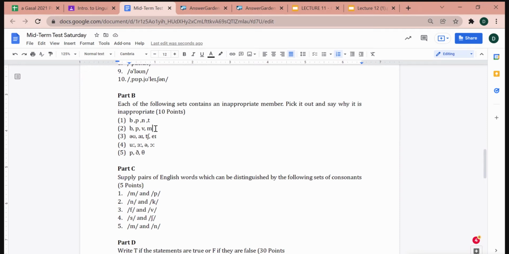Number 2. Bilabial. Which one? This one. Bilabial. So the distinguished sound is this. This one is the inappropriate member. Number 3. Diphthong. Yeah, while others are diphthong, this one is a single monophthong.